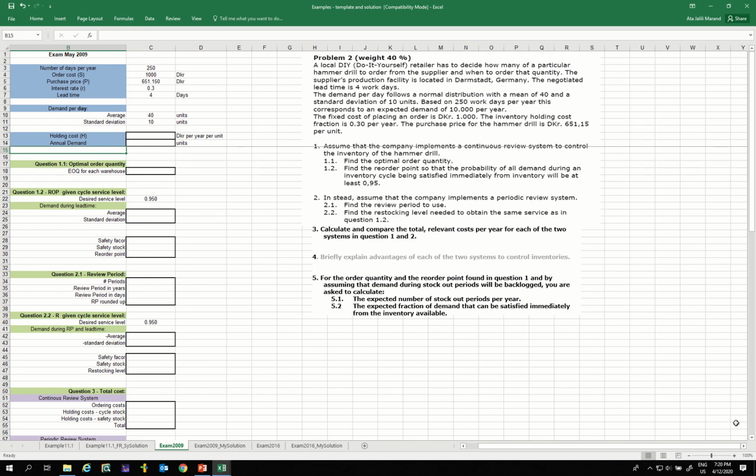This is an exam assignment from 2009. Here we are given the number of days per year, 250. We know the order cost, 1000, purchase cost, 651.15. We have interest rate equal to 0.3 and lead time equal to 4 days.